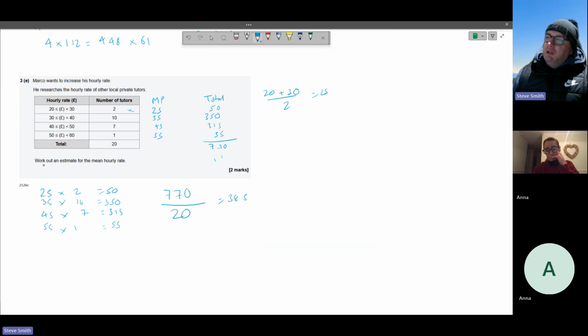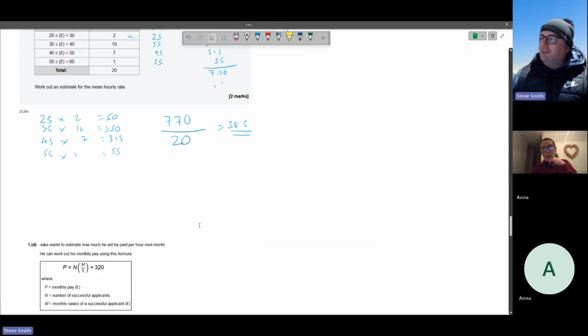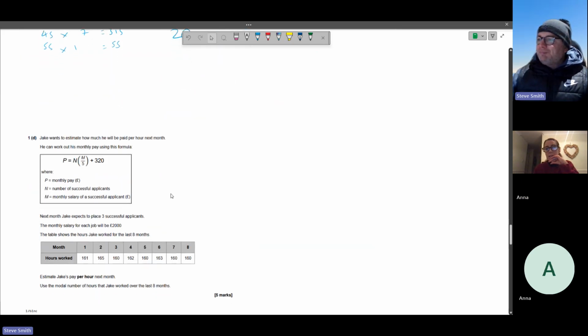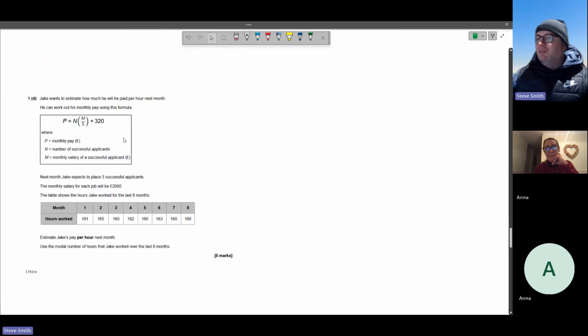So as a private tutor, he wants to work out his estimated hourly rate. Of all these tutors, there's 20 tutors, they're charging an average of £38.50 per hour. Amazing. I saw a car driving around town the other day with a big sign on top saying private tutor for maths and English for your GCSEs. I'm like, okay. Already, and we're months out.